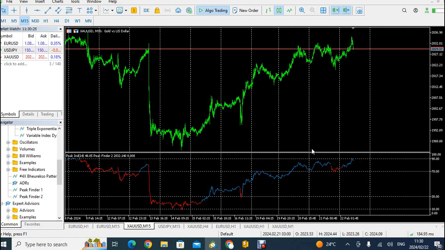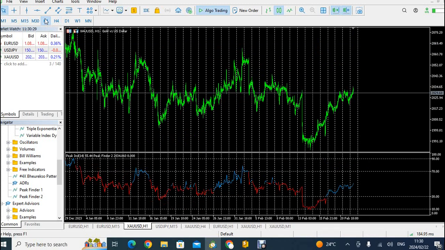And if you then check on a bigger time frame, let's say the 1-hour chart, you can see that it has not yet exhausted the uptrend. So what does this mean? This means we may have gold going down, right?